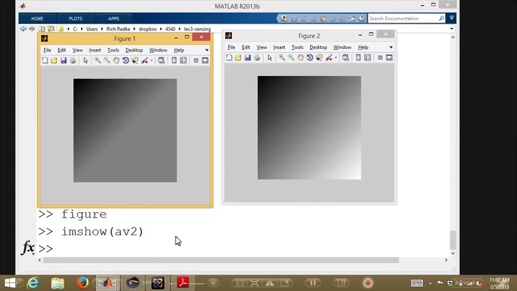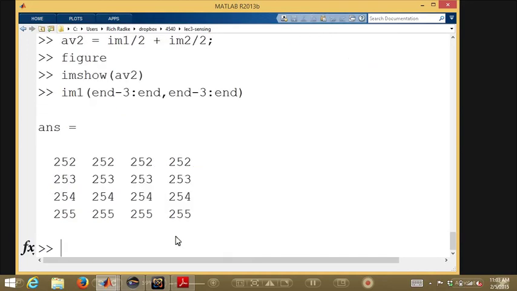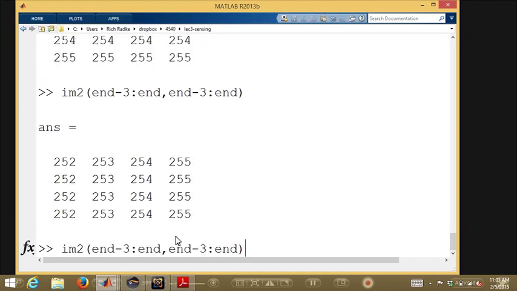So what happened in the first case was, if I think about looking at the average, let's think about the lower right-hand corner of the image. Here's a little clever MATLAB notation. This is saying, show me the 3x3 corner at the bottom of the image. Those are all going to be image pixels that are pretty close to white, right? Same thing is true for the other image I tried to add to it.